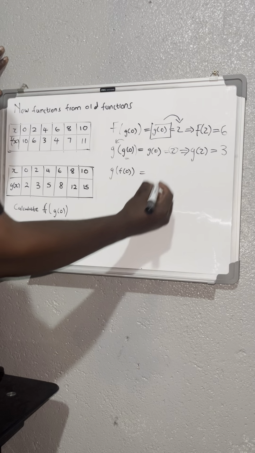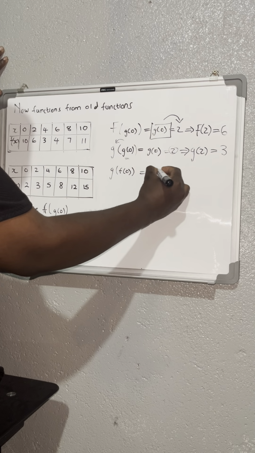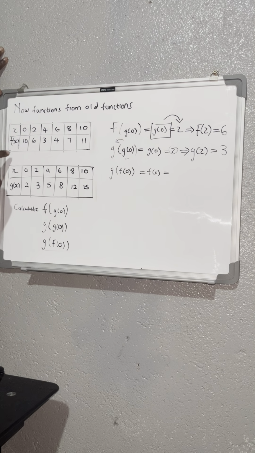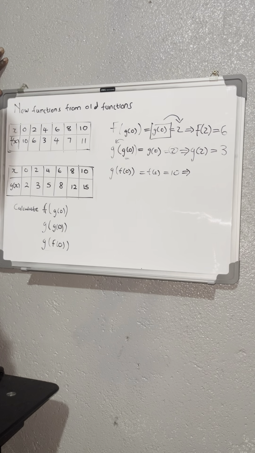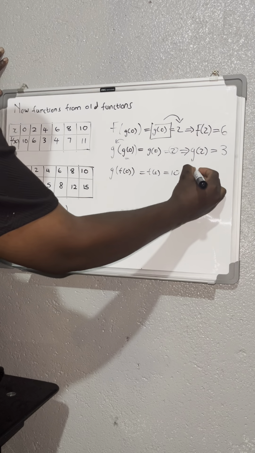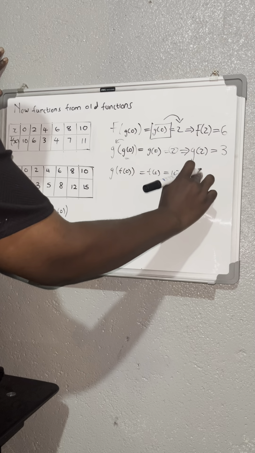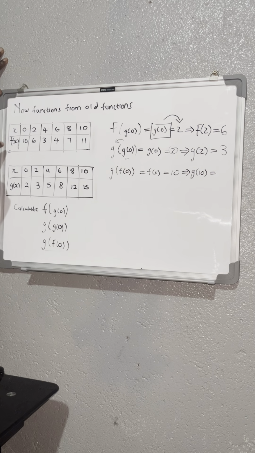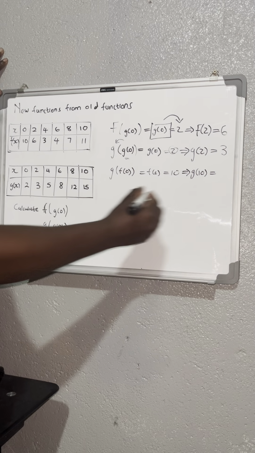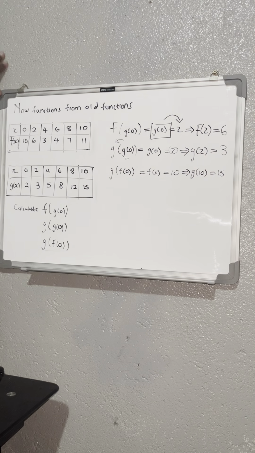So we start internally. We'll say your f of 0 is going to give you 10. Then now you will have your g of 10. Then your g of 10 is going to give you 15.